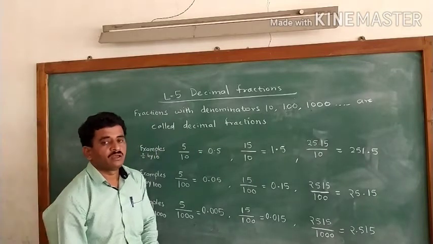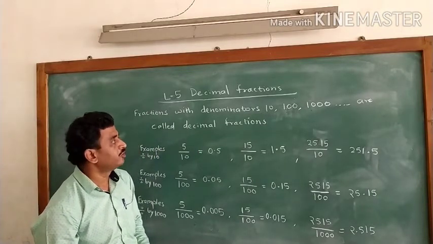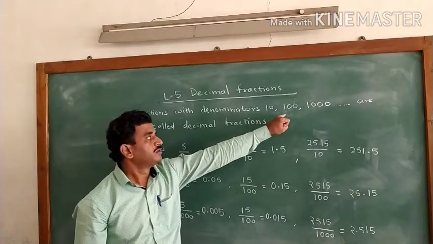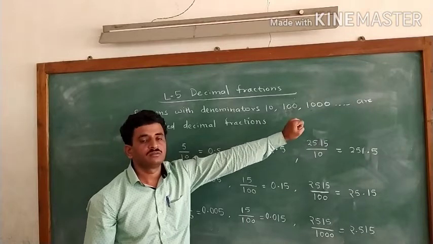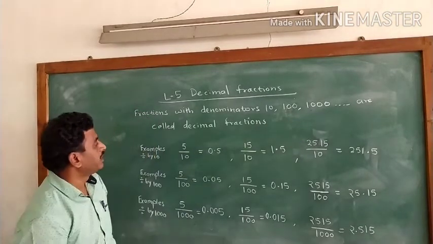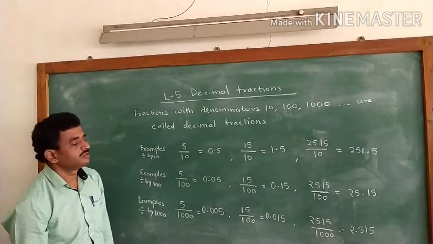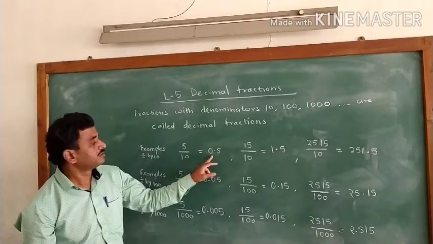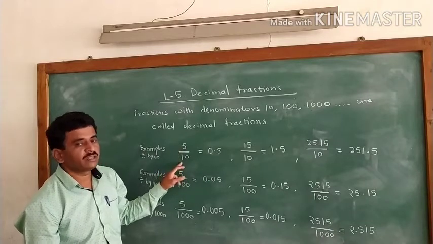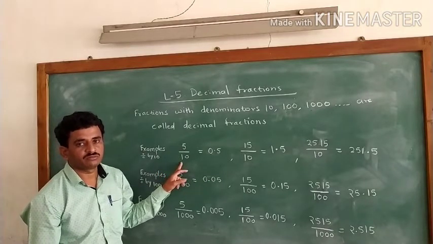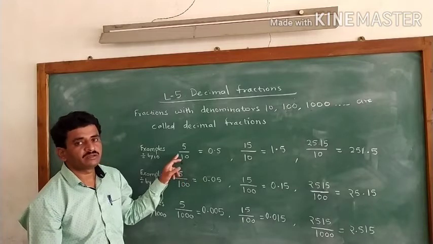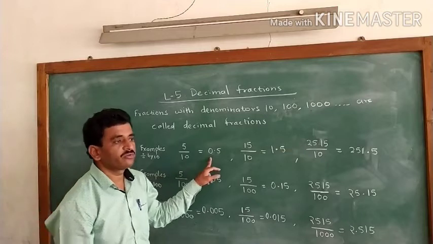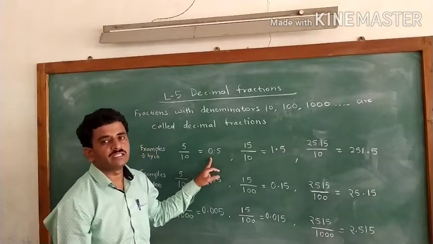When a number has a denominator like 10, 100, 1000, those fractions are called decimal fractions. 5 upon 10 is called a fraction. When we divide it, we get 0.5. This 0.5 is called a decimal fraction.